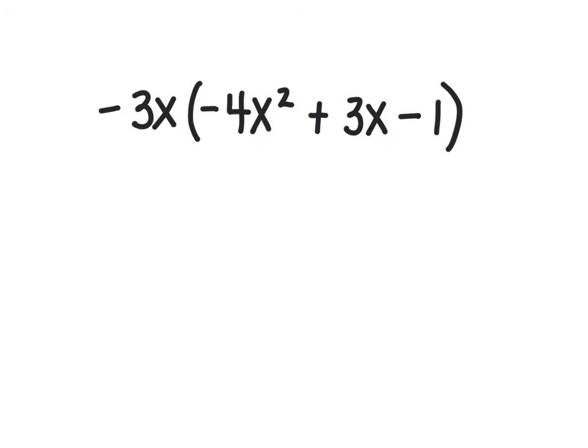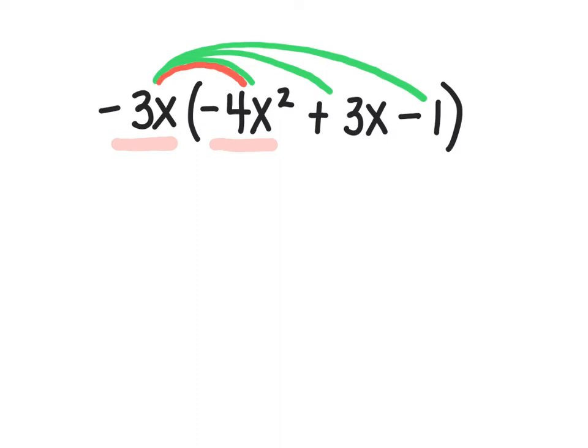When there are 3 terms inside a set of brackets, we will need to multiply the term out front by all of the terms inside the brackets. So minus 3x multiplied by minus 4x squared will give us a positive 12x cubed. There are 3 parts to consider when getting that. The sign: a negative times a negative is a positive. The number: 3 times 4 gives us 12. And the variable: x multiplied with an x squared gives us x cubed.